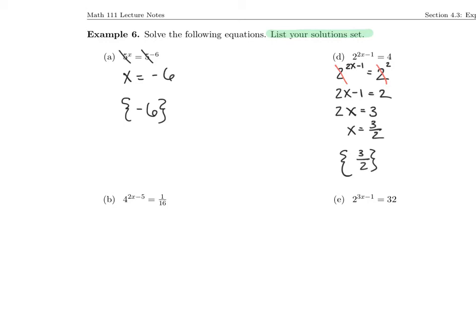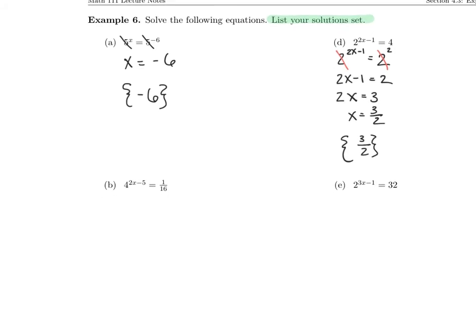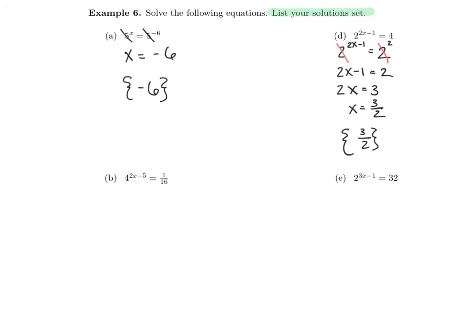All right. Actually, I'm just going to skip around. Let's do E next. E is very, very similar to D, except now we have 2 to the 3x minus 1 is equal to, let's see, 32.